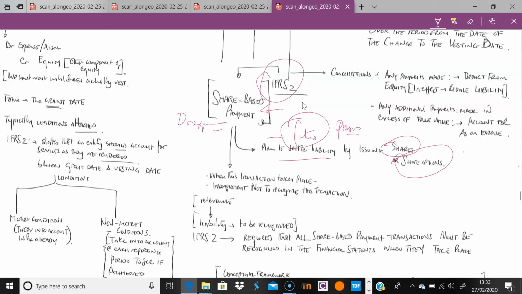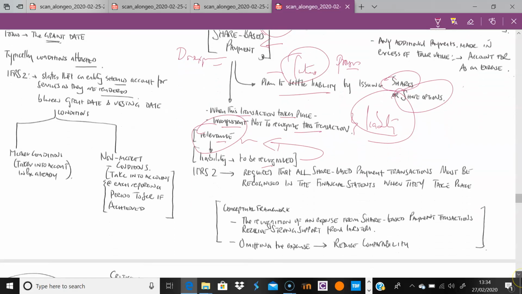So the standard requires us to recognize this when the transaction takes place, but it would be inconsistent not to recognize this transaction. Really, the matching concept and the definition of liability from the conceptual framework. It will be material for a liability not to be recognized if we don't show that. Going back to the definition of relevance from the conceptual framework, would the omission be misleading to the users?